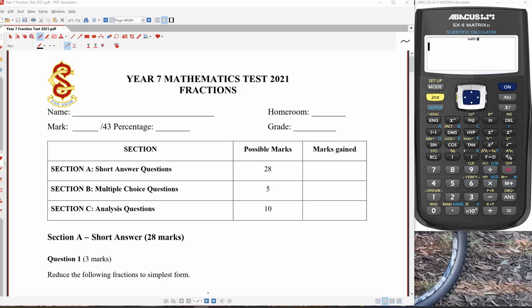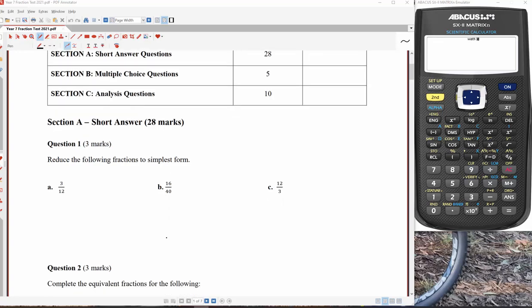So these are the solutions to the 2021 Year 7 fractions test. Question 1 started with the requirement to reduce the following fractions to their simplest forms. So what we do, remember, is we look for a common factor of the numerator and the denominator. Ideally it's the highest common factor, but you can just use a common factor. I know that 3 goes into 3 and 12, so our common factor, in this case the highest common factor, is 3. So that's going to be 1/4.